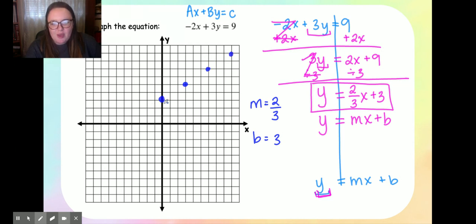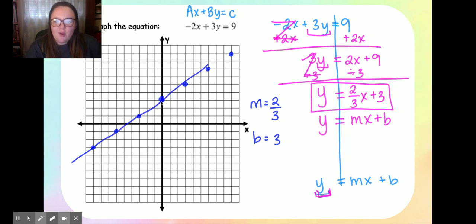Perfect. You're going the other way, down two to the left three. There we go. Down two to the left three. And then you connect those dots just like normal, right?